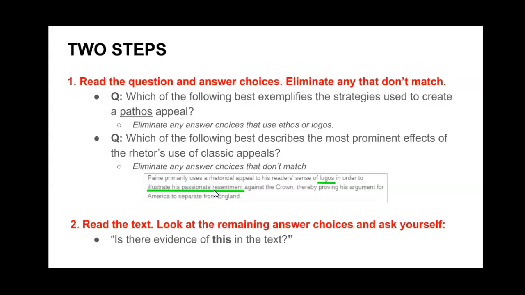So after you've eliminated answer choices that you know cannot be correct, then step 2, then you can look at the text and look at your remaining answer choices to ask yourself which of these now is the best answer to this question. Is there evidence of this answer choice in the text?